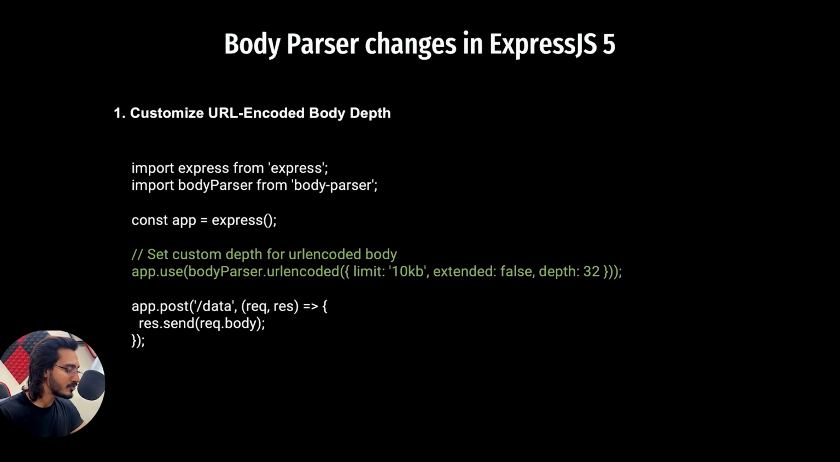So this is an example which I have prepared for you where you can set custom depth for URL encoded body. How you can do that? You can use the body parser.urlencoded and you can pass some limit and depth to it. All right, in this particular way, which is given in green color.